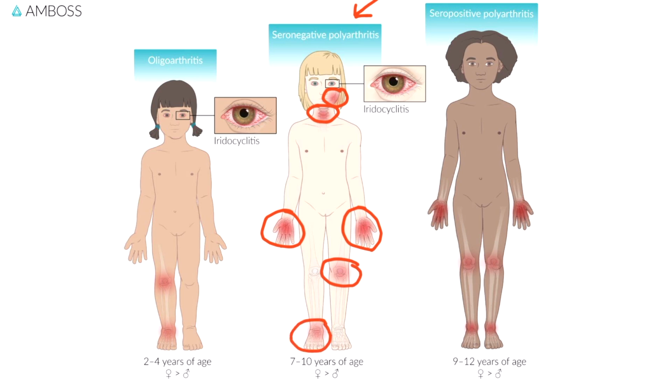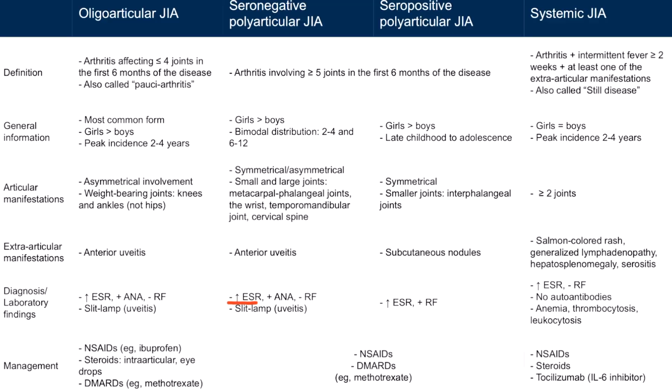Seronegative polyarticular JIA is also associated with anterior uveitis. Lab tests will show an increased ESR, positive ANA, and negative rheumatoid factor, and a slit lamp is needed for the diagnosis of uveitis. It's managed with NSAIDs and disease-modifying anti-rheumatic drugs, such as methotrexate.